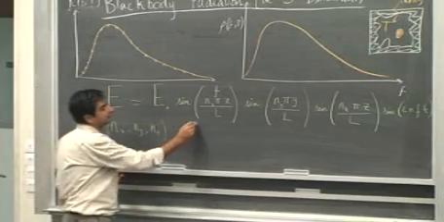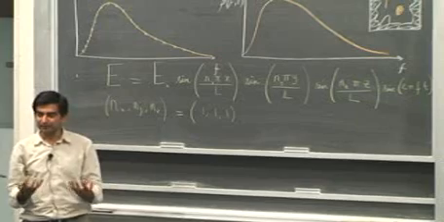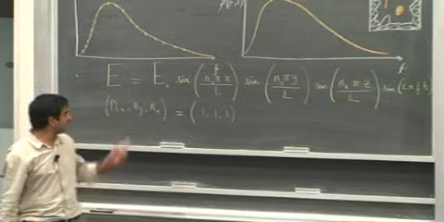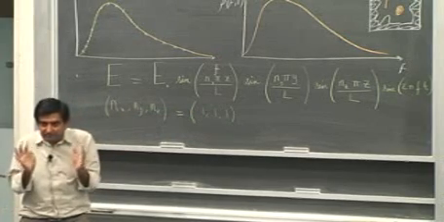We can have 1, 1, 1. This is the fundamental mode in 3 dimensions, when nx equals 1, ny equals 1 and nz equals 1. This is the fundamental mode.